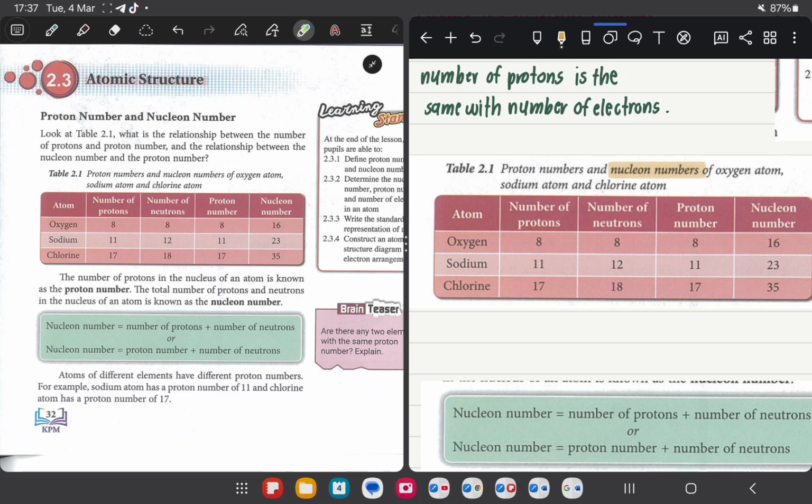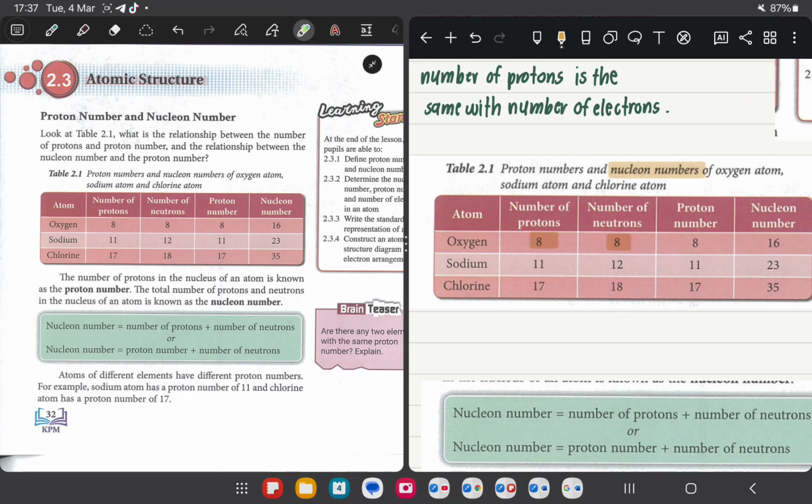So in this example you can see I have oxygen. I have 8 protons in oxygen, so my electrons also should be 8 if it is an atom. Another thing, they gave your number of protons and number of neutrons. Number of protons and proton number are just the same. But number of neutrons we won't call neutron number. There is no such term as neutron number. I repeat again, no such term as neutron number.